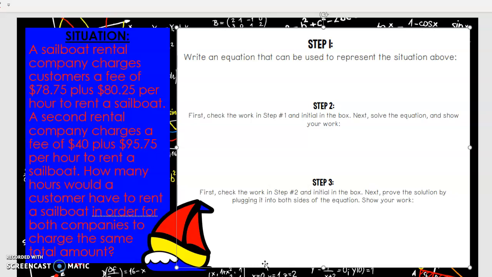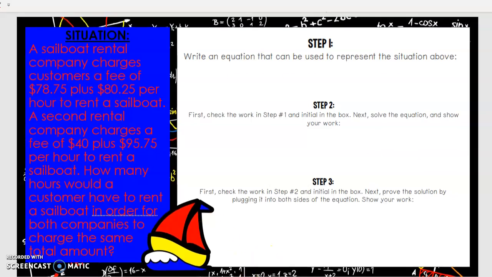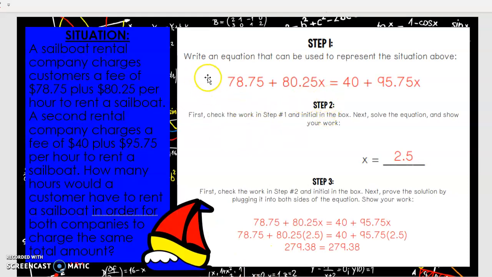All right, you should have your answer. So you should have had your answer and pushed play. So here we go. There is the equation right here. After you solve it, you should get 2.5.